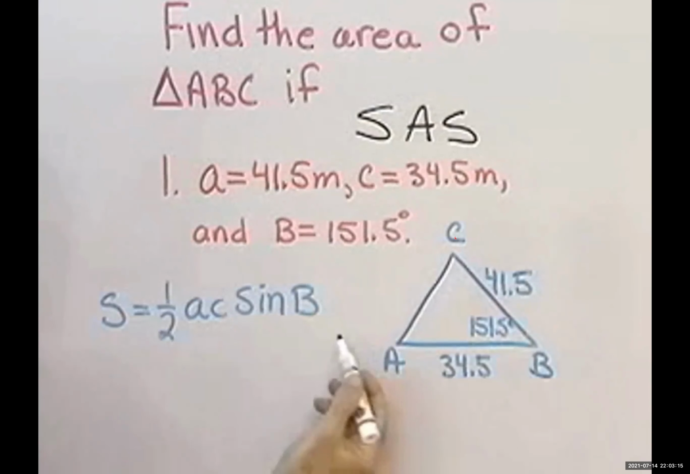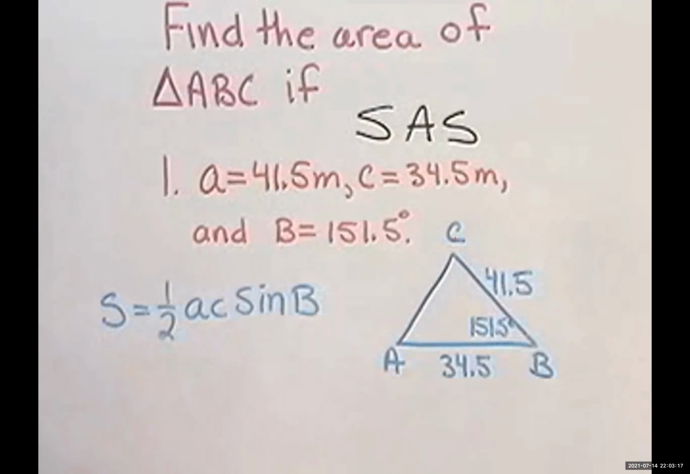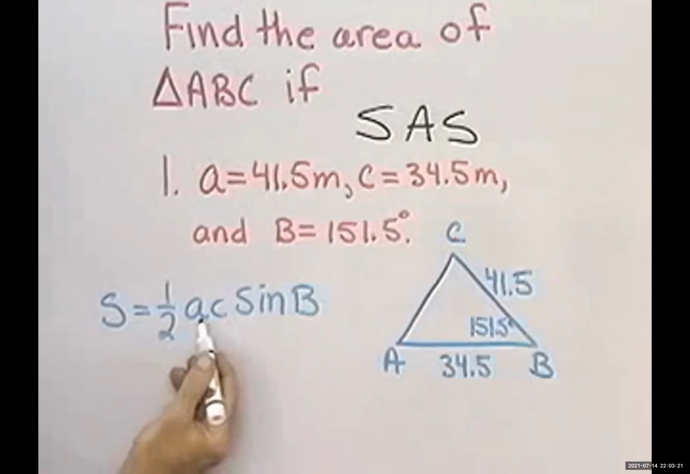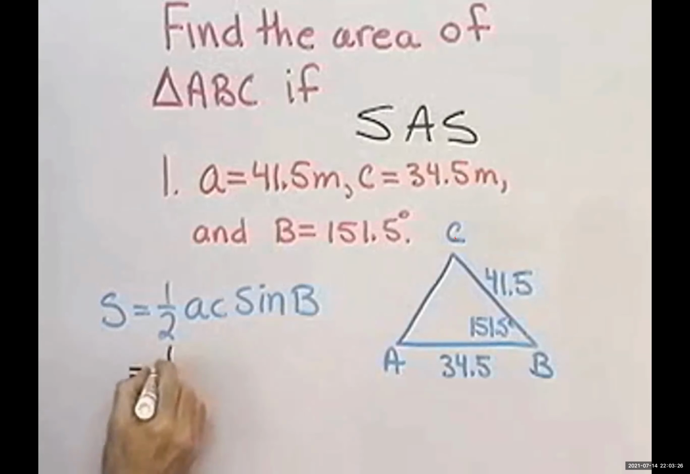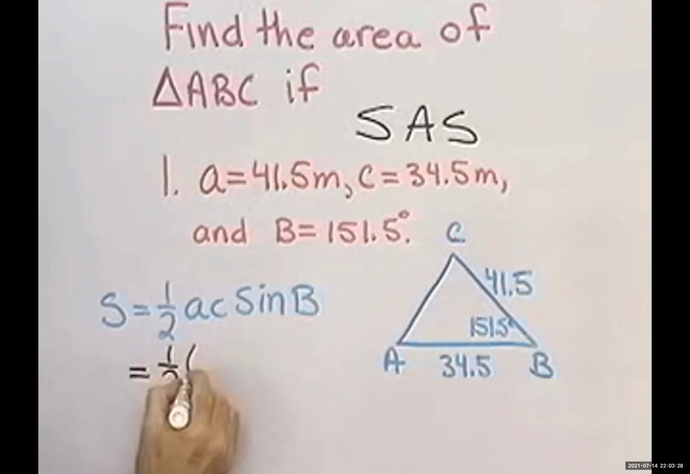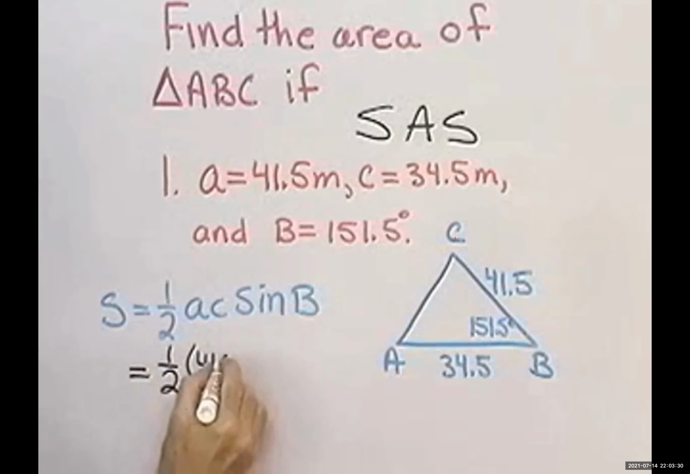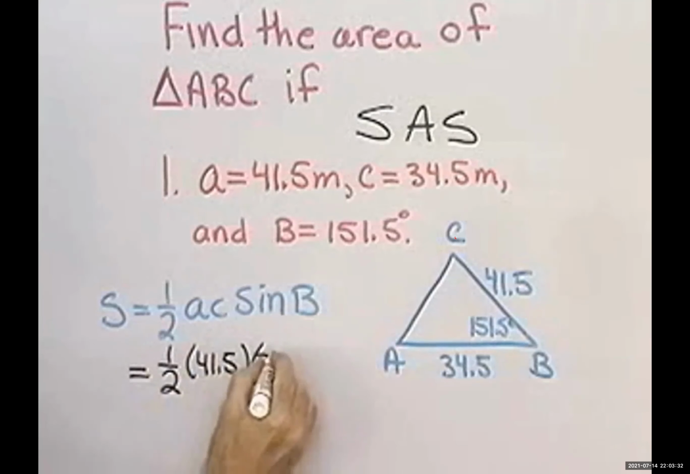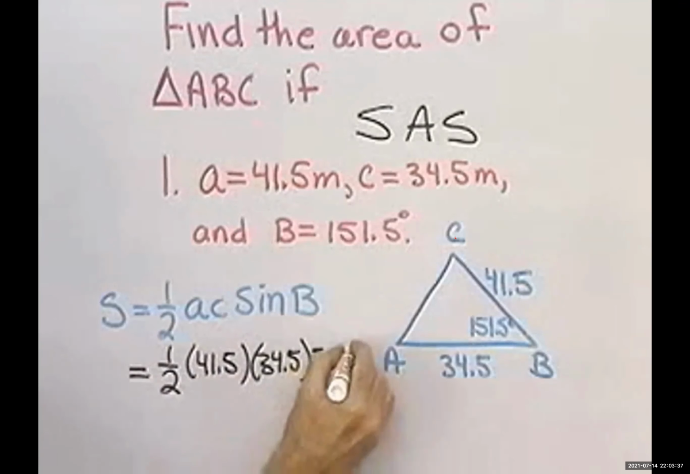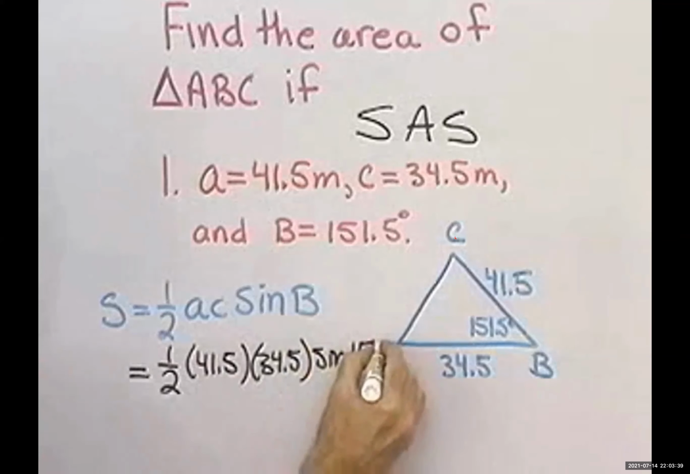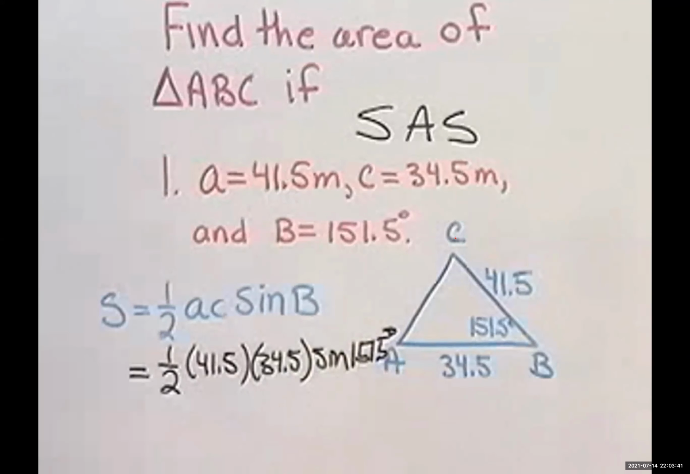In that situation, we use this formula to find the area of the triangle. The area is going to be 1/2 the product of the two sides times the sine of the angle between them. So I'll simply substitute in the numbers I'm given. Side A is 41.5. Side C is 34.5. And then I have the sine of 151.5 degrees. Work that out on the calculator. That comes out to be 342.